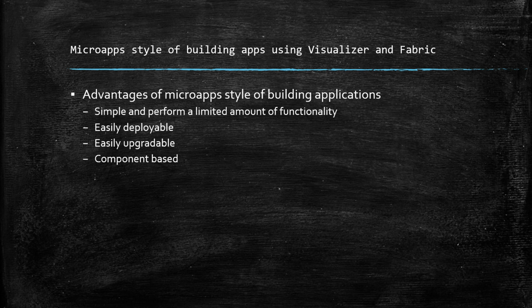And because we are taking the route of creating templates, components, themes in one single micro app and reusing them across other micro apps, all the micro apps are component based. So these are some of the advantages that we get when we work with the micro app style of building apps inside Visualiser and Fabric, compared to the current way of building monolithic apps inside Visualiser and Fabric. Let's see this in action in the next couple of videos.